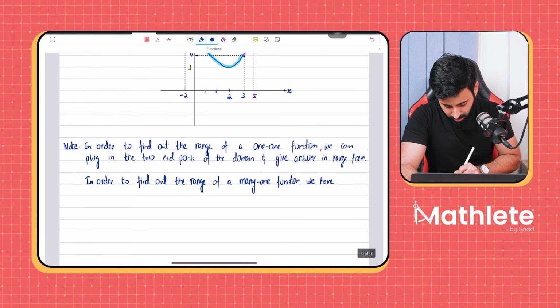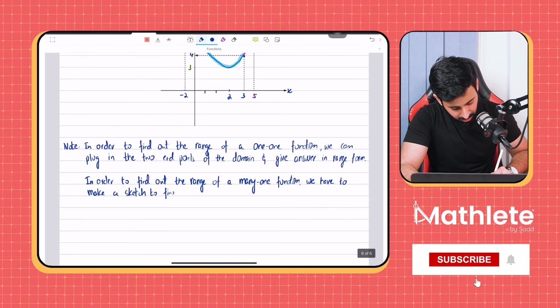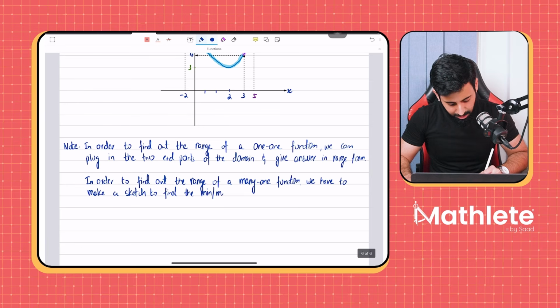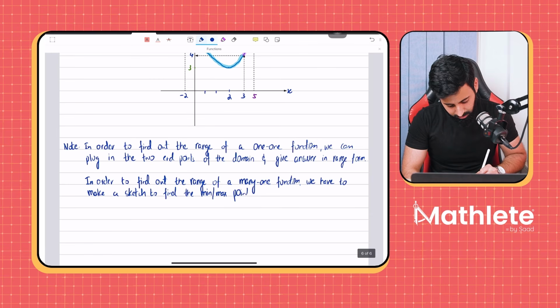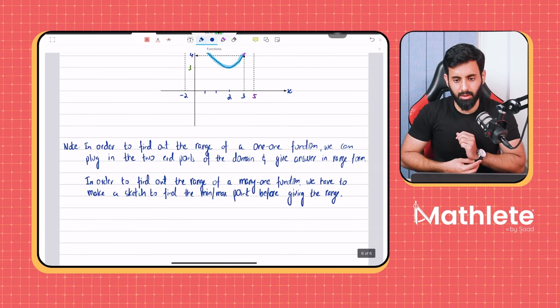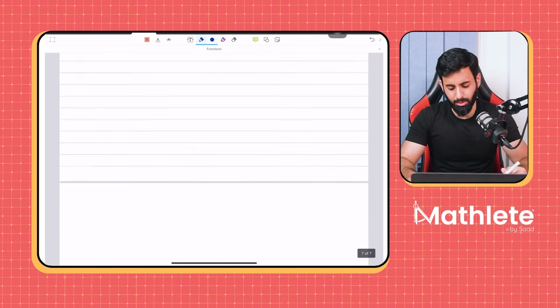We have to make a sketch to find the... it's not necessary that we make a sketch to find out the minimum point. That depends on the shape of the curve. It could be the minimum or maximum point before giving the range. So we can't know without the graph whether it's one-to-one? You can. How? Let me show you.